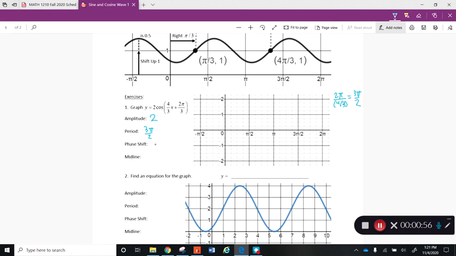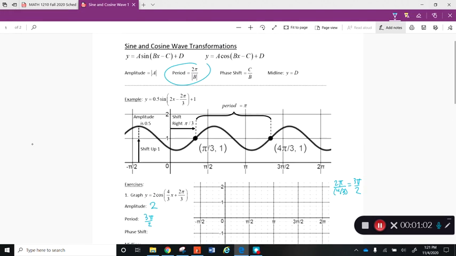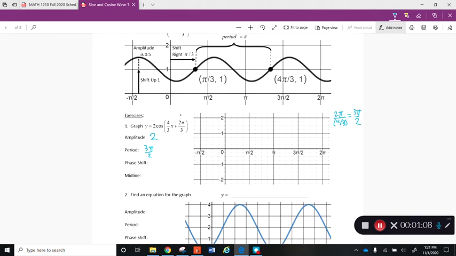Now, the phase shift is going to come from c over b. Now, you can see here, I want to interpret this as minus c. So you always want to interpret it as a minus right here. So I'm going to have c equal negative 2 pi over 3. Right here, you see that? Negative 2 pi over 3, because we're supposed to be subtracting.